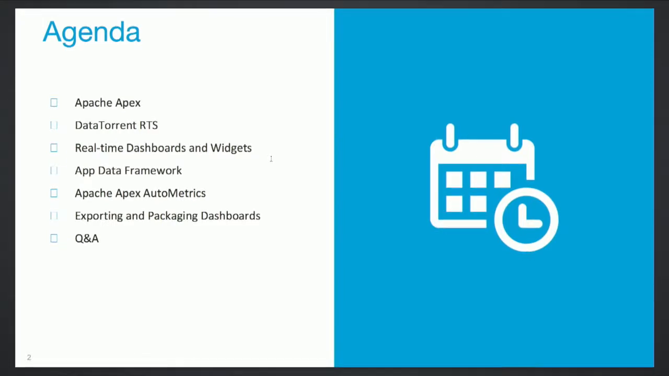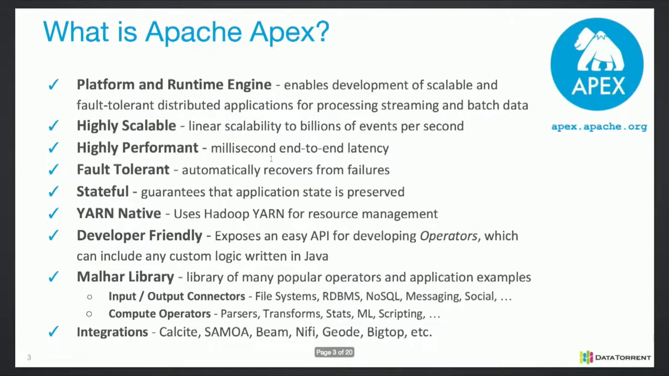All right. So I have a little bit of explaining to do before we get to visualizing the data about what is Apache Apex and what is DataTorrent RTS. Then we'll jump into the demo. And then I will probably skip most of the technical content, but you can talk to me after the presentation and get more details if you're interested. So let's jump in. What is Apache Apex?